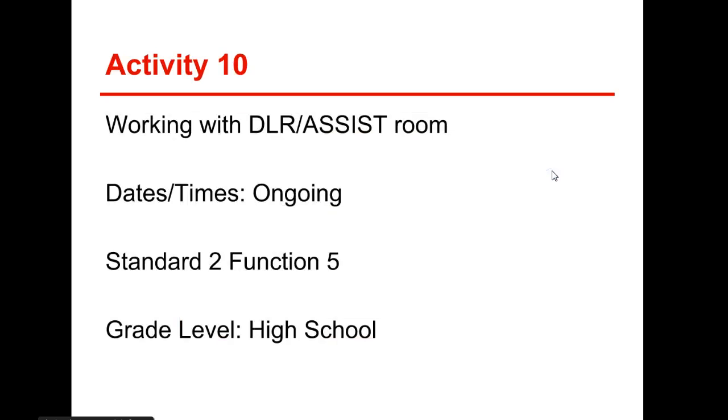Activity 10, working with a DLR or assist room. This is what we call level 2 in our intervention. These are students who do not have special education or 504 services, but students who are struggling in school. It's called direct learning room. Students go there for their homeroom. I work on a weekly, sometimes daily basis with the teachers in there to help students keep up on their materials.